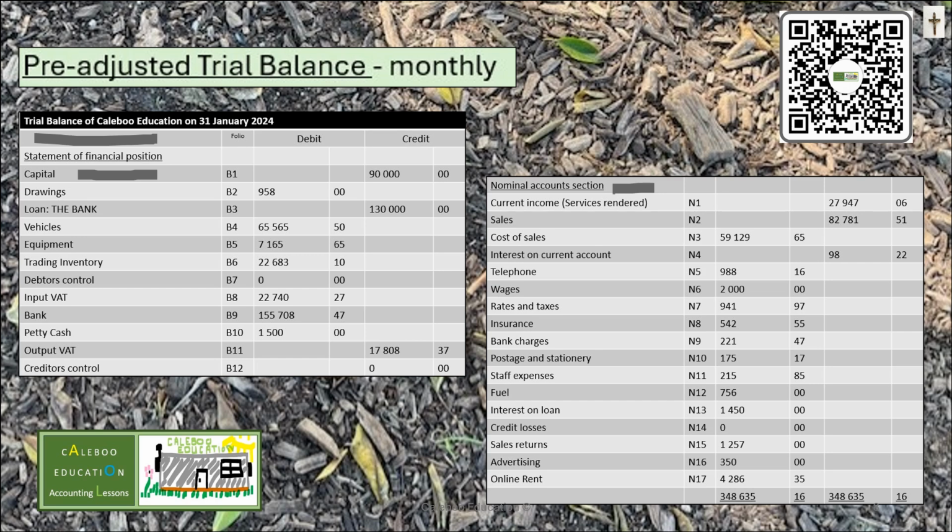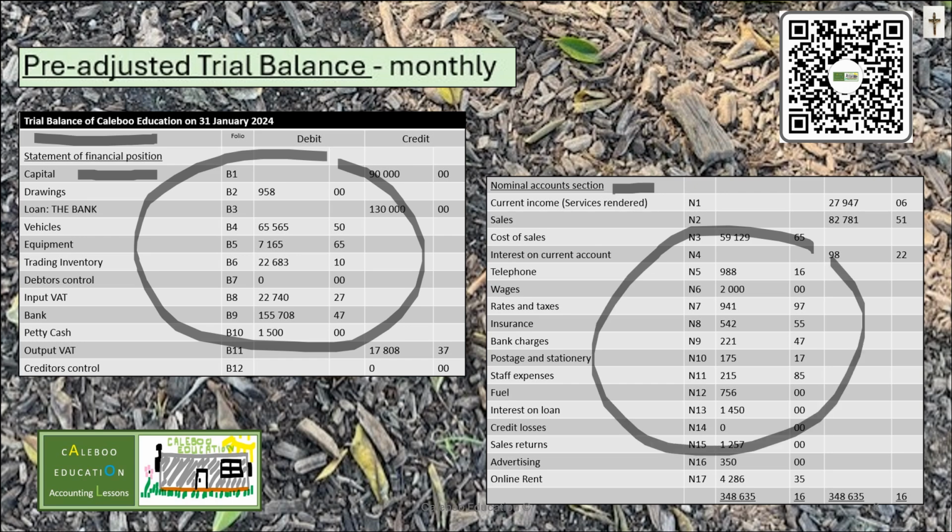Just so this fits onto the page, I've put the balance sheet accounts and the income statement accounts next to each other, but this would normally be one document, the trial balance, where we have all the balance sheet accounts and all the nominal section accounts, income and expenses, on one document. You can see there's a column for debit and credit, and hopefully your debits equal your credits.